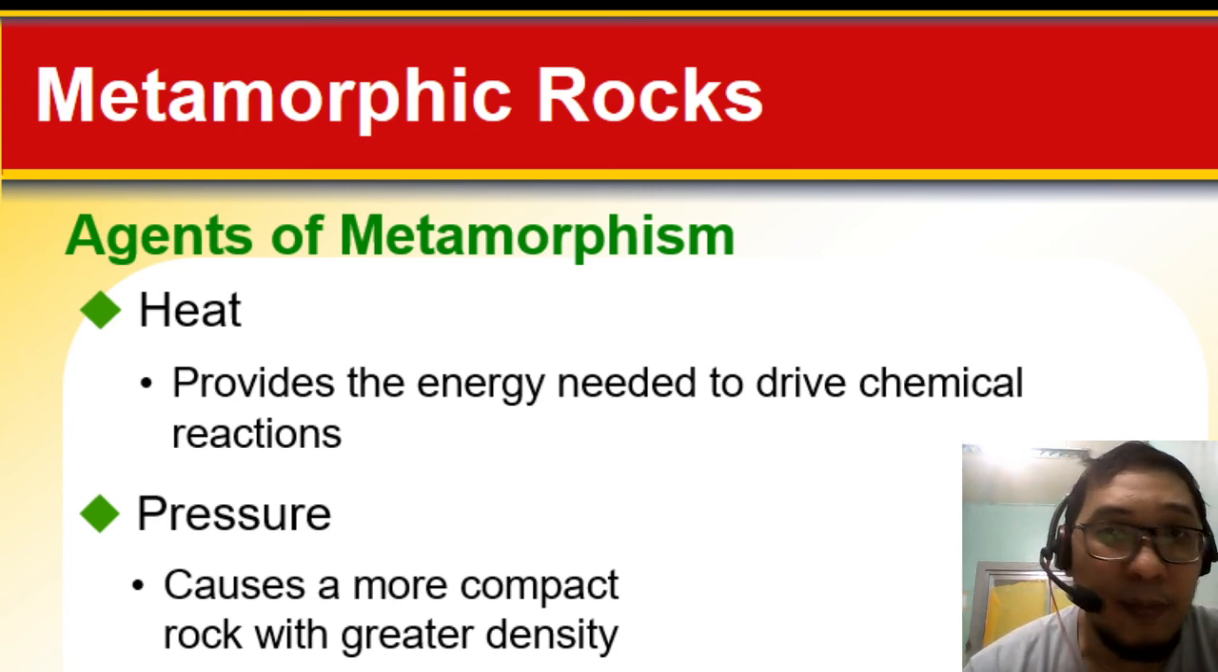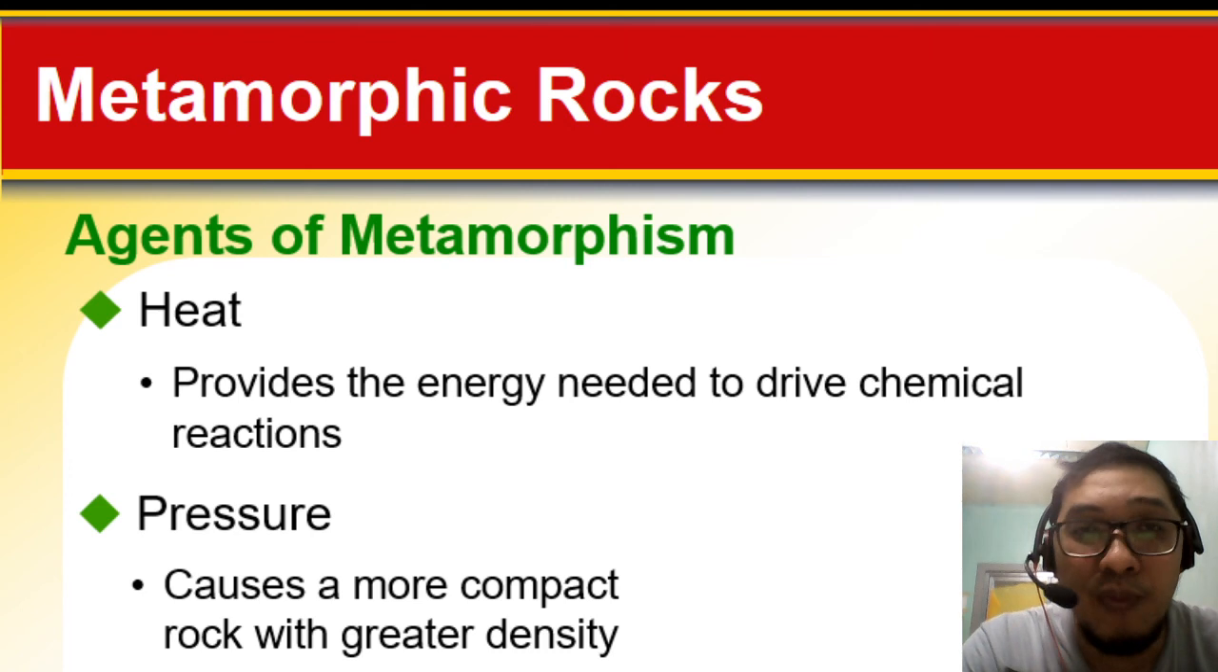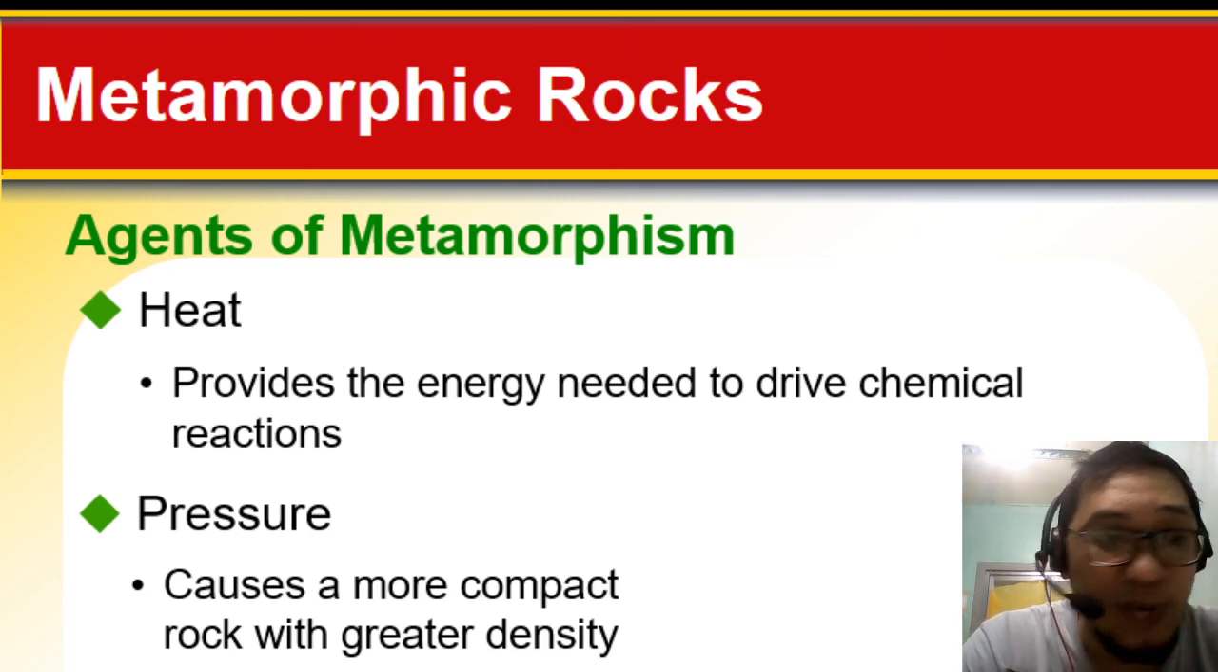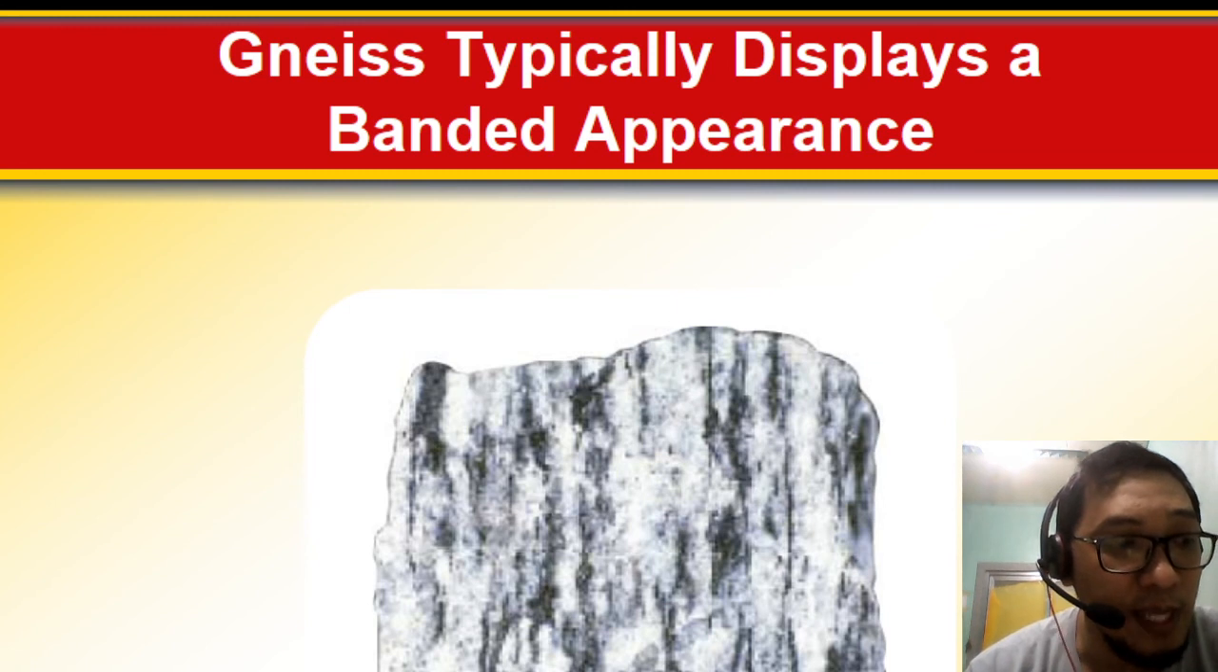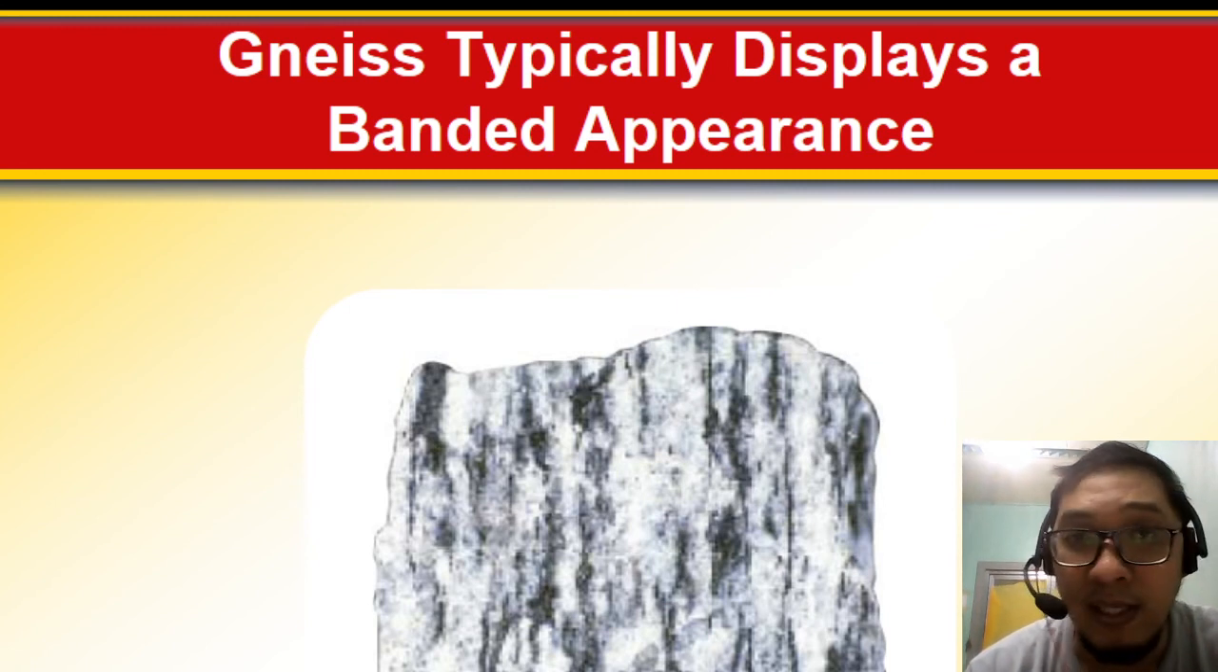If you classify metamorphic rocks, there are two main categories. One is foliated metamorphic rock, and the other one is non-foliated metamorphic rock. Foliated metamorphic rock has a banded or layered appearance like the one I have shown you a while ago. Non-foliated does not have a banded texture.